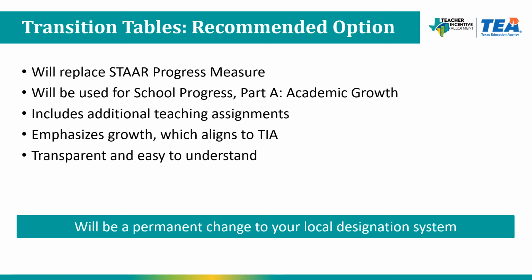But it's your decision which one you pick, and I do want to note that whichever one you pick will be a permanent change to your local designation system. So if you want to replace STAAR Progress Measure with, say, transition tables, it's going to be transition tables as your system from now on. That's a permanent change, and you can't do another option unless you want to change it back, and in that case, you would have to fill out an expansions modifications application. But once the option is selected in the Qualtrics survey, these are all set in stone. This is not just a one-year fix. It is a permanent change to your system.